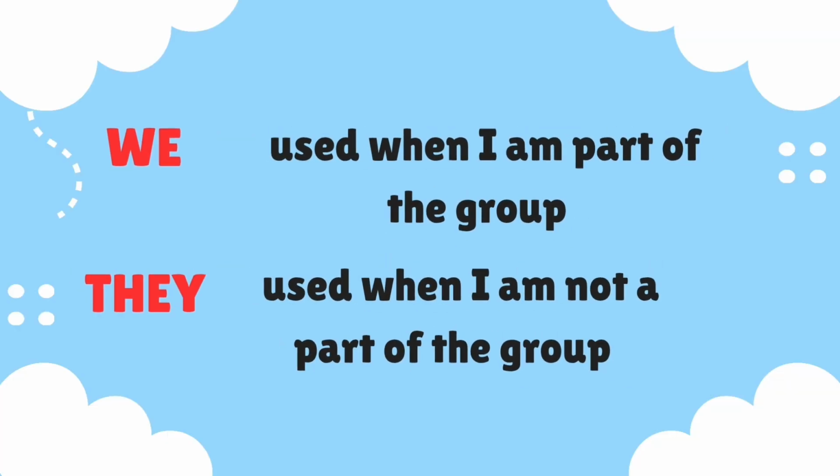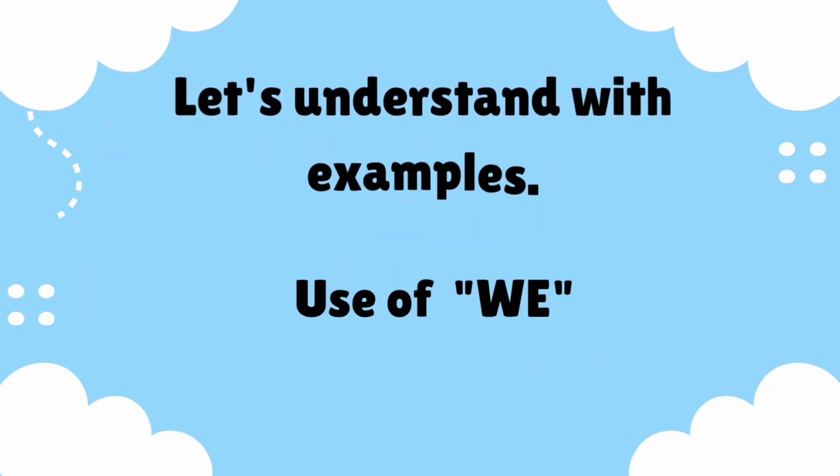Hello kids, let's learn use of we, they, am, are. We is used when I am part of the group. They is used when I am not a part of the group. Let's understand with examples. Use of we.